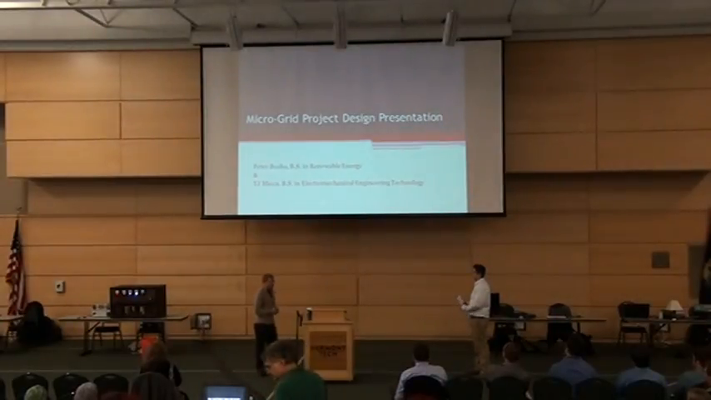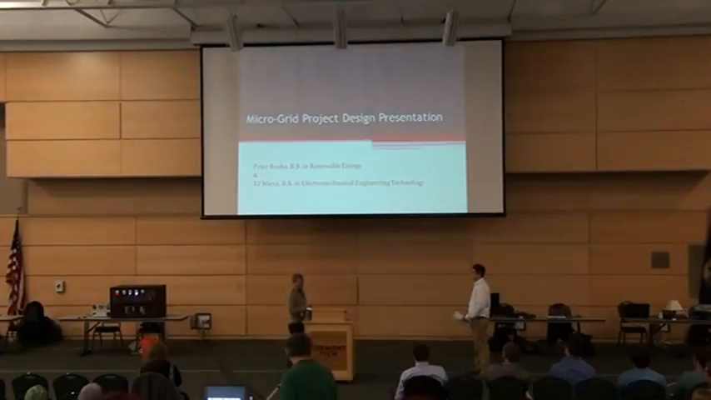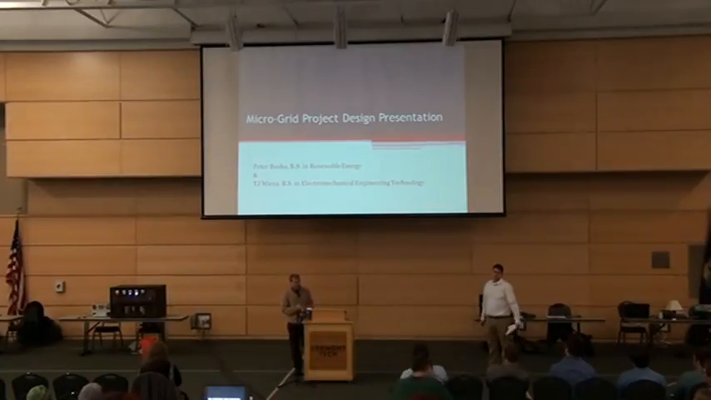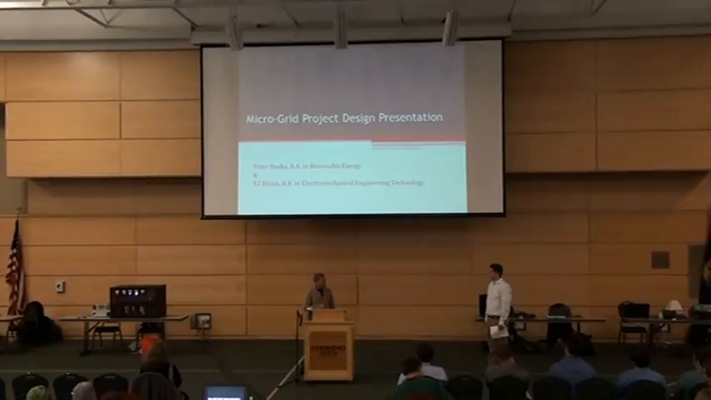So, we are the Microgrid project team. My name is Peter. I have an associate's degree in electrical engineering and technology, and I'm completing a bachelor's degree in renewable energy. My partner TJ is working on a bachelor's degree in electromechanical engineering technology.